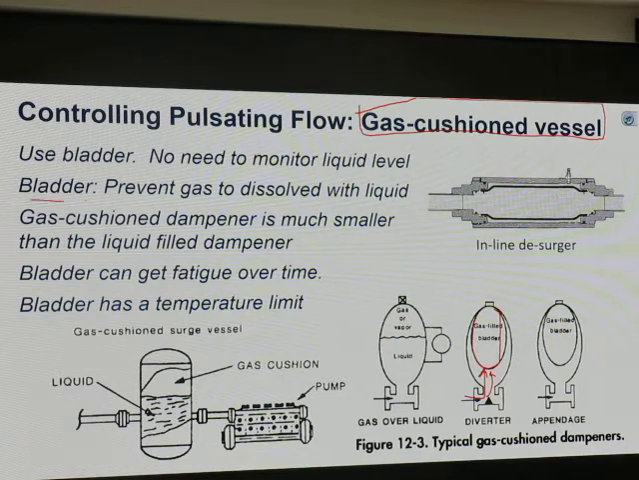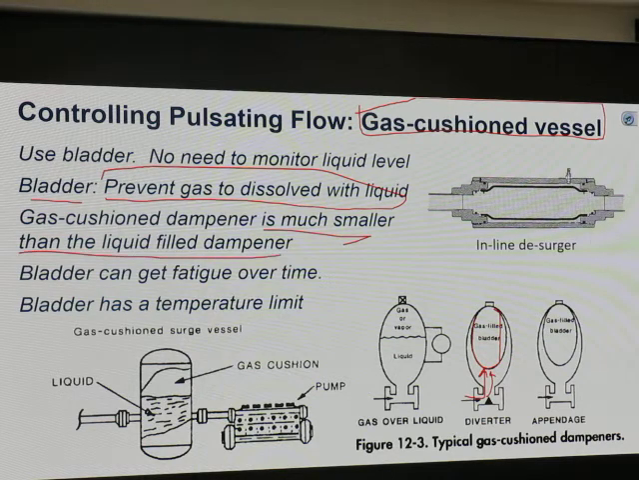The bladder itself has to not have gas dissolved in the liquid. The gas cushion dampener is much smaller than the liquid fuel dampener. The bladder can get fatigued over time. The bladder has a temperature limit. Okay. So if you have a temperature concern, you may not use a bladder.